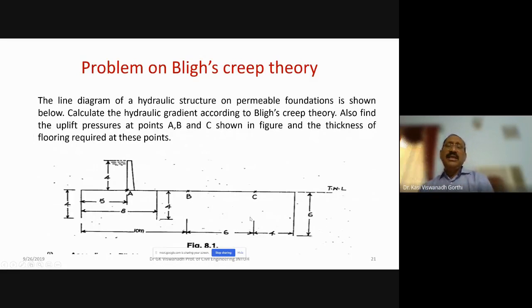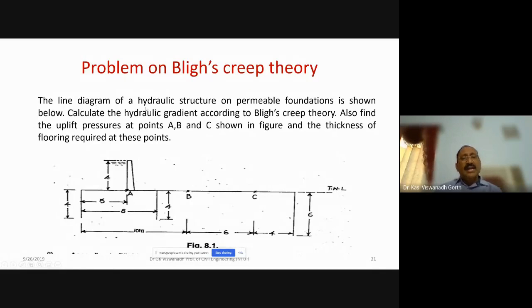So we have seen the Ellis modification of Bligh's creep theory, starting with Bligh's creep theory, the modification given by Ellis on Bligh's creep theory, and what Lane has proposed as the weighted creep theory. We try to work out one problem on Bligh's creep theory.